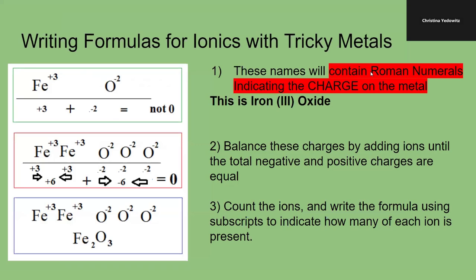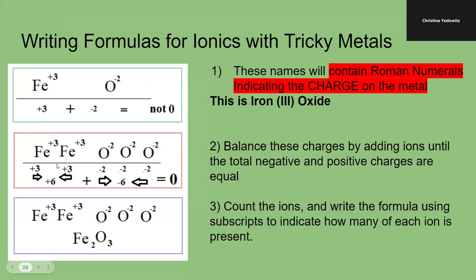Okay, so when you're going from the name to the formula, the name is going to tell you already what the charge is going to be. So this is kind of doing it in the easy direction. Okay, so it's going to say iron with a +3. You're going to do +3 when you balance the charges.